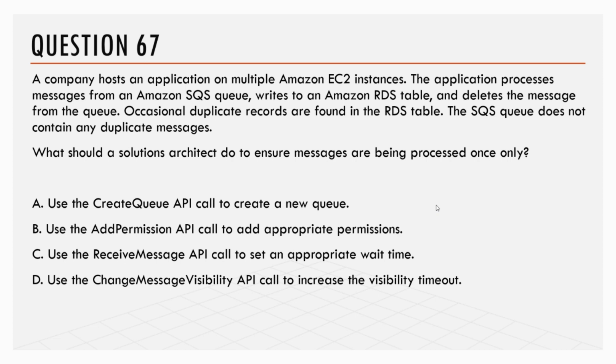And the options are: A. Use the create queue API call to create a new queue. Option B. Use the add permission API call to add appropriate permissions. Option C. Use the receive message API call to set an appropriate wait time. Option D. Use the change message visibility API call to increase the visibility timeout. Now let's look into the correct option, and the correct option is option D. Use the change message visibility API call to increase the visibility timeout.